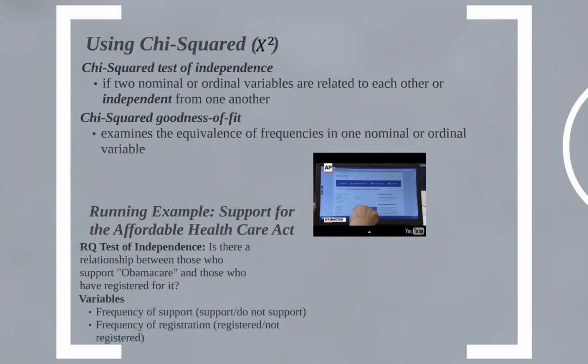We have frequency of support, so either you do support it or you don't support it. And then we have the frequency of registration, so people who are registered versus people who are not, right? And we can use that information.